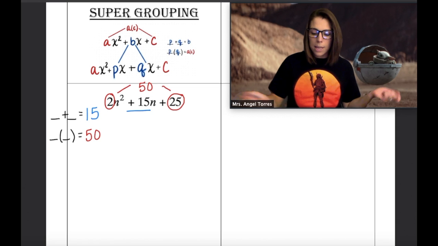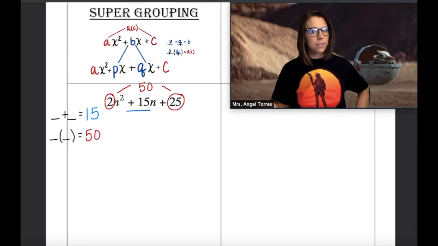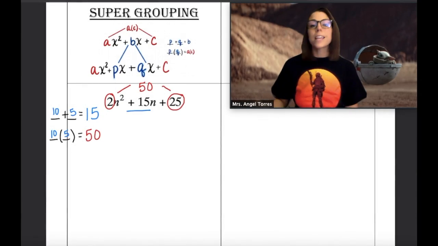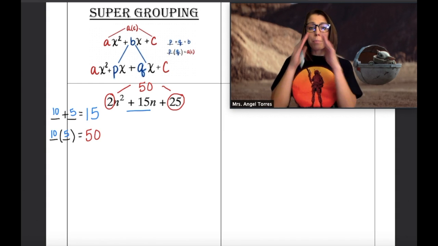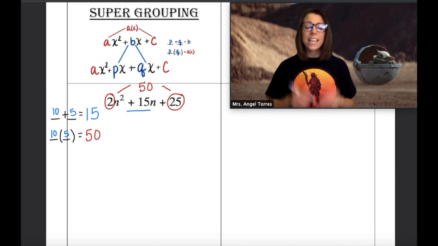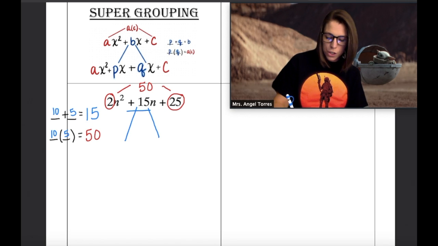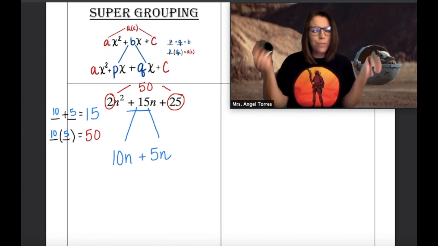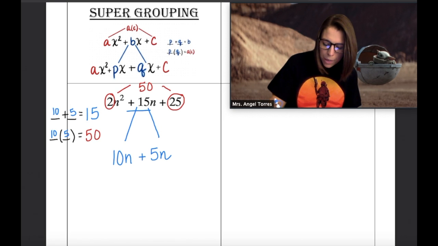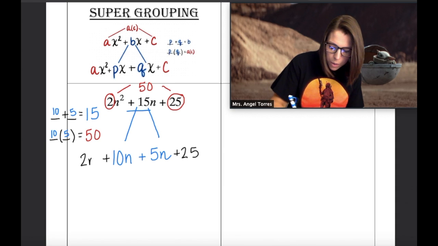Now we play the P's and Q's game. What two numbers have a product of 50 and a sum of 15? 10 and 5. Now, here's where supergrouping gets pretty cool. We're going to take 10 and 5, and we're going to break up that middle term 15n into two terms. We're breaking 15n up into 10n plus 5n, which I think we all agree is still equivalent to 15n. And then we're just going to bring down our other terms, our plus 25 and our 2n squared.